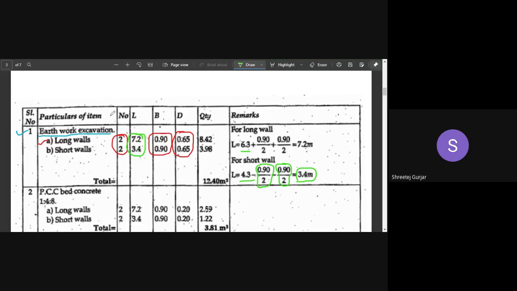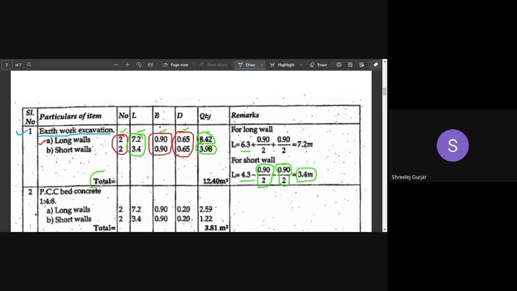Similarly, what we have done for the long wall and short wall, that is the same method that we follow here. And when you multiply 2 into 7.2 into 0.9 into 6.65, you get this quantity 8.42. Multiplying all these four numbers, length, breadth, and depth, with the total number. How many? We have two long walls, so we have multiplied by 2. We have two short walls, so we have multiplied it by 2.